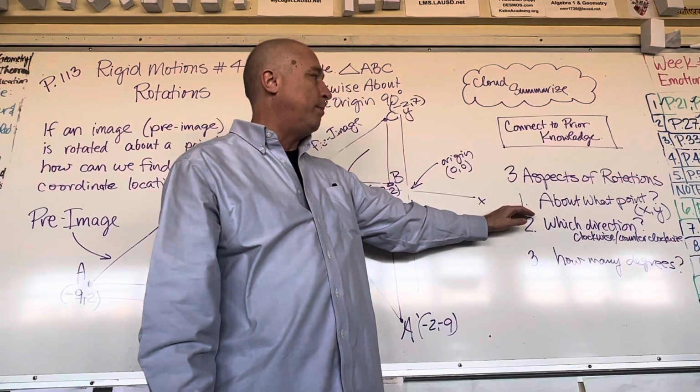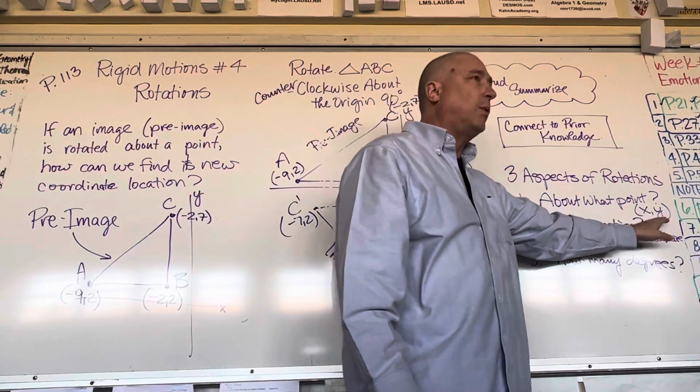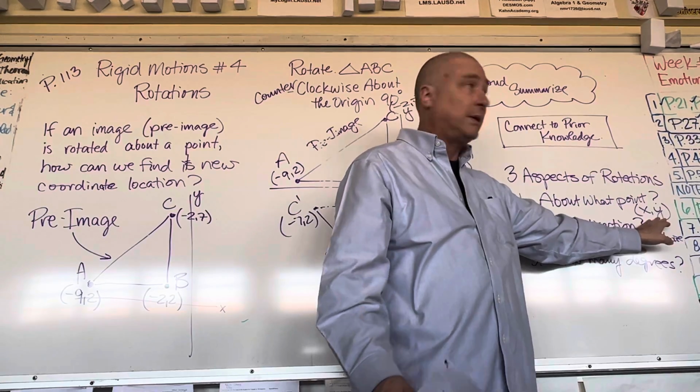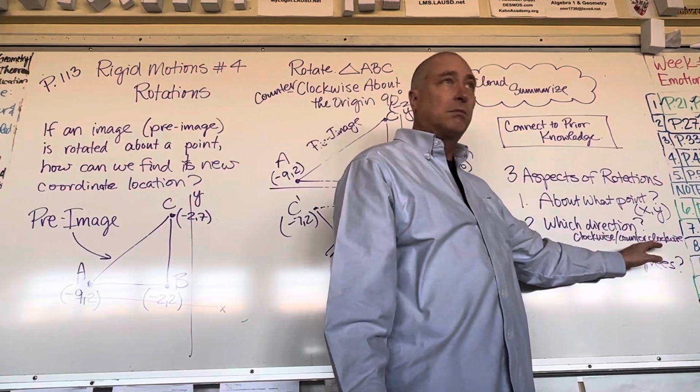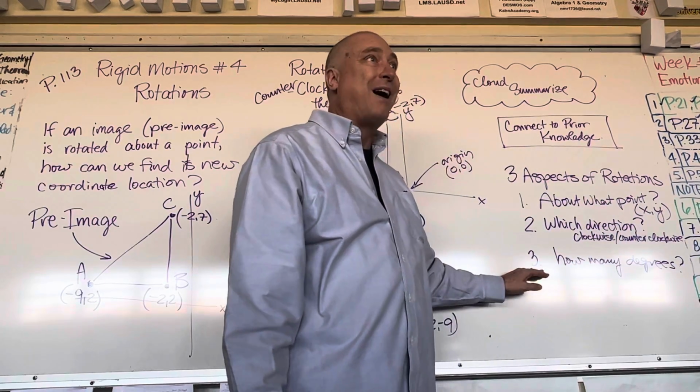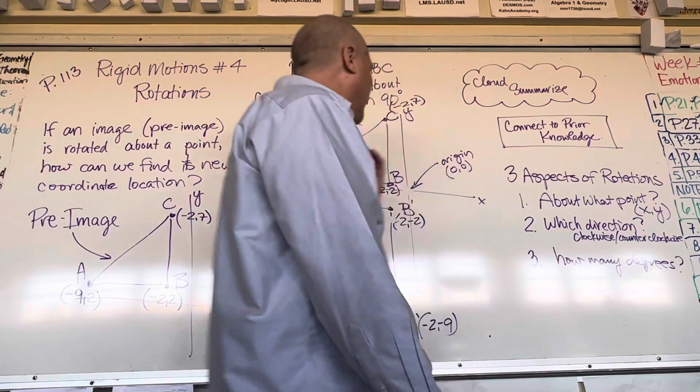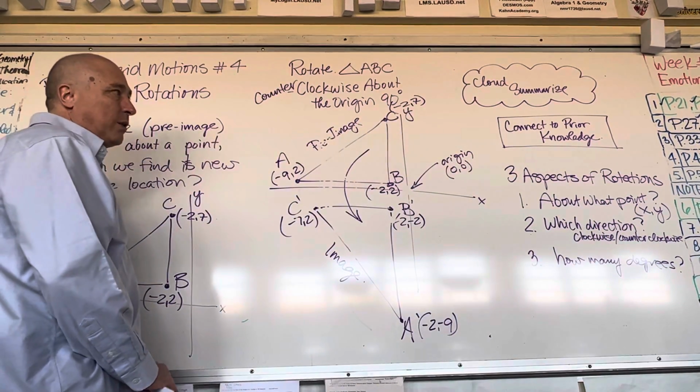So, three aspects of rotations. One, about what point is it being rotated? X comma Y is the most common way to see that, although it doesn't have to be. Which direction, clockwise or counterclockwise, right? And how many degrees? How far do you want us to rotate it? Now the details get a little bit dicier at this point.